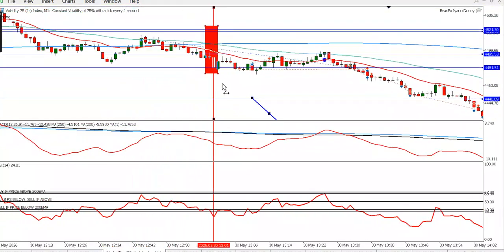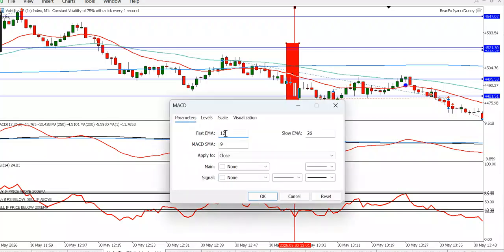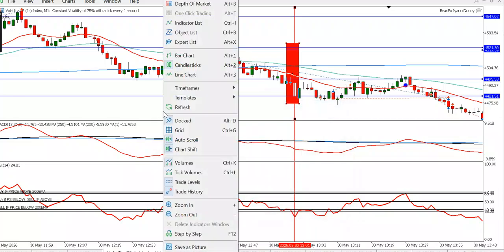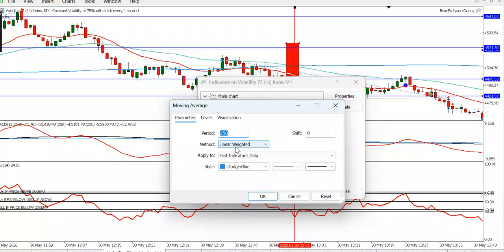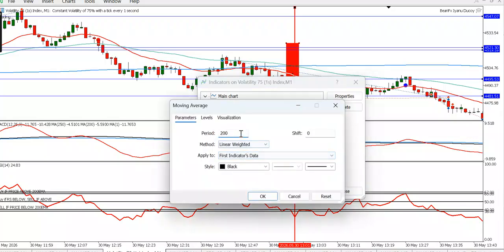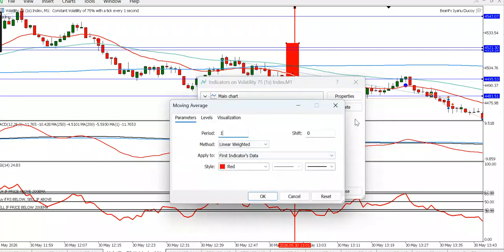Let's look at the indicator window one. The MACD properties or parameters, we have 12, 26, 9. Main signal color none. Okay, no level. Then let's look at the first moving average, 250 linear weight first indicators data. Second moving average is 200 linear weight first indicators data. Third moving average is 1 linear weight first indicators data.